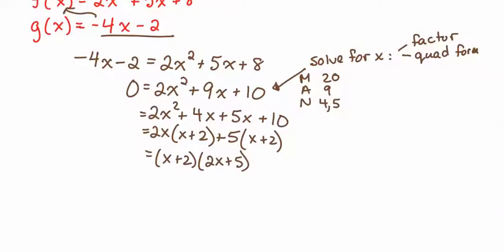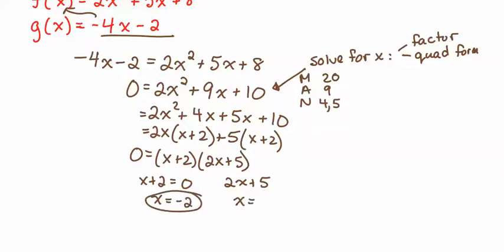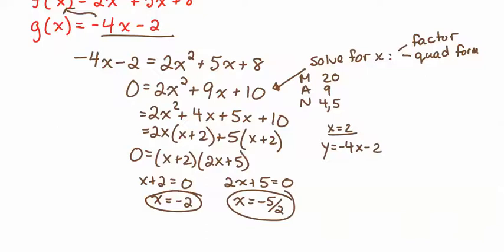Okay, so now that we factored it, it's equal to 0, so we can set each bracket equal to 0. And we're just solving for x. So we found x is negative 2 and x is negative 5 over 2. So we've got two values for x that we'll need to sub back into an equation. So when x equals negative 2, let's use the linear one. Seems easier. So we're going to sub negative 2 in. So negative 4 times negative 2 is 8. Minus 2, 6. So one POI is negative 2, 6.